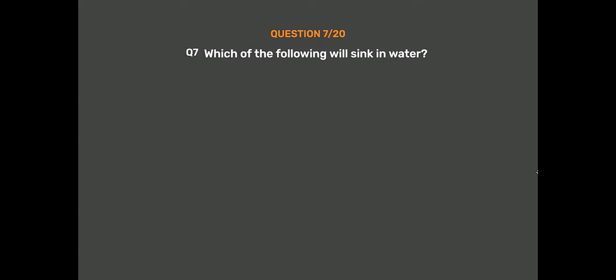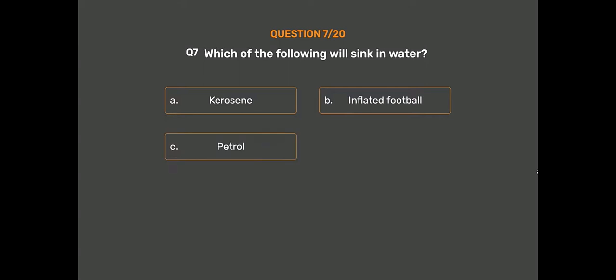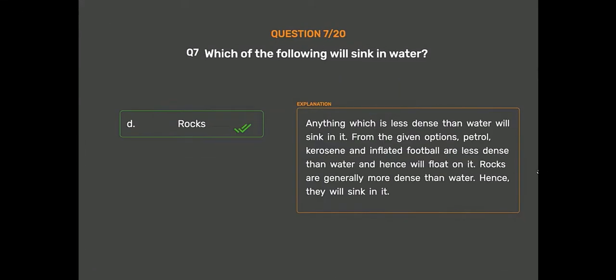Question number 7. Which of the following will sink in water? Option A. Kerosene. Option B. Inflated football. Option C. Petrol. Option D. Rocks. The correct answer is option D. Rocks. Anything which is more dense than water will sink in it. From the given options, petrol, kerosene and inflated football are less dense than water and hence will float on it. Rocks are generally more dense than water. Hence, they will sink in it.